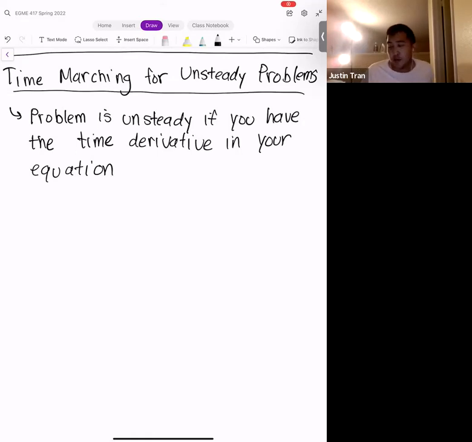And look for that in your problems. If you're given a problem on the exam and it has a time derivative, then it's most likely you're going to use a time marching scheme. And the problem will tell you too, because the problem will tell you whether you're going to use explicit Euler or implicit Euler.